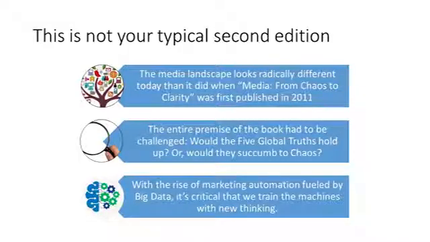Judy, what makes the 2nd edition of Media: From Chaos to Clarity different from a typical 2nd edition that updates a few facts and figures from the 1st edition? Randy, the media world had radically changed since I published the 1st edition back in 2011. Consequently, it was important that I take a step back and challenge everything that I thought was true. We needed more time and, frankly, more chaos to unfold to figure out if the 5 global truths that I presented in the 1st edition were true, or if they would succumb to chaos themselves. If I went into this with any form of bias, it was possible that I would miss what was truly going on in the marketplace.